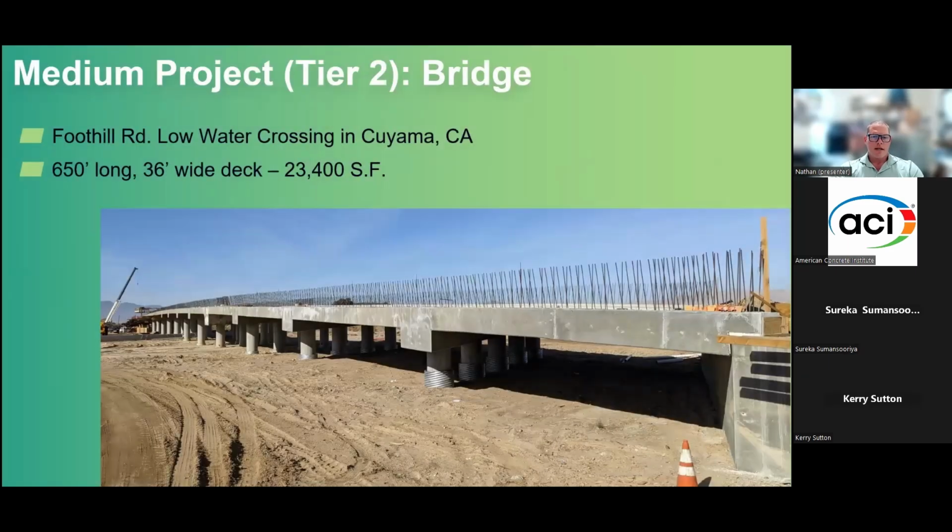Next up, we'll take a look at a medium-sized project. This is the Foothill Low Water Crossing Bridge in Cuyama, California. Serves as an alternate route to State Route 166, which is very prone to flooding. This bridge is 650 feet long and 36 feet wide, so we have 23,400 square feet of deck space on the bridge.